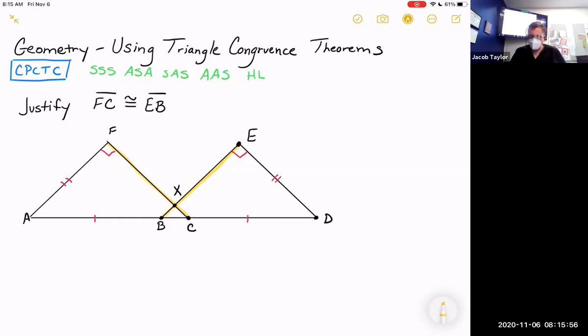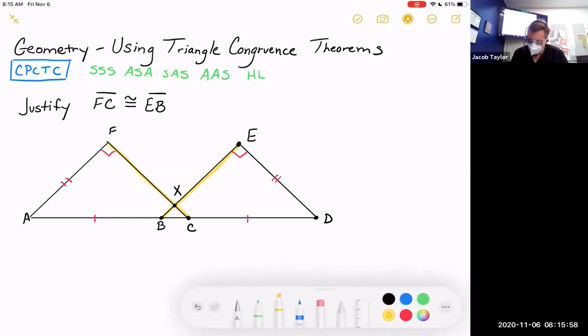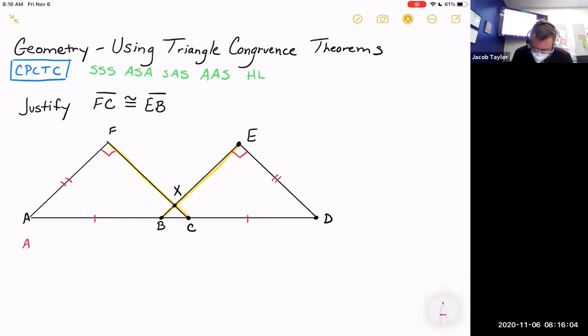So let's start off with what we know. The little marks on the bottom tell us that segment AB is equal in length to segment CD. That's what these marks right here tell us. No, because I'm saying the length is the same, not that they're congruent. You need the lines if you say they're congruent. I'm just saying the length is the same.